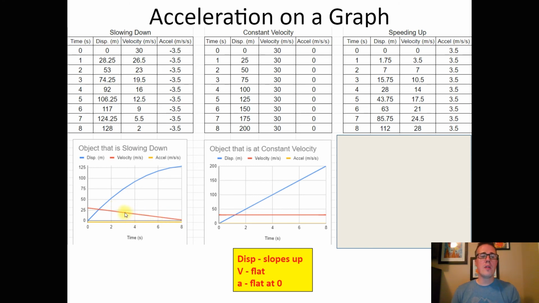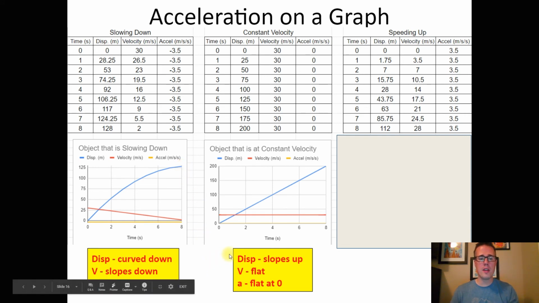For our displacement, because our velocity was shrinking each time, we were covering less and less and less ground every second because we were slowing down. So our displacement continues to get further away. It's still driving away from us, but the amount that it gets reduced is taken down each time, so we get this curved graph. The things to realize about this graph that need to be added to your notes are these. Your displacement is a curved down line. Your velocity slopes down, and the acceleration is still flat.